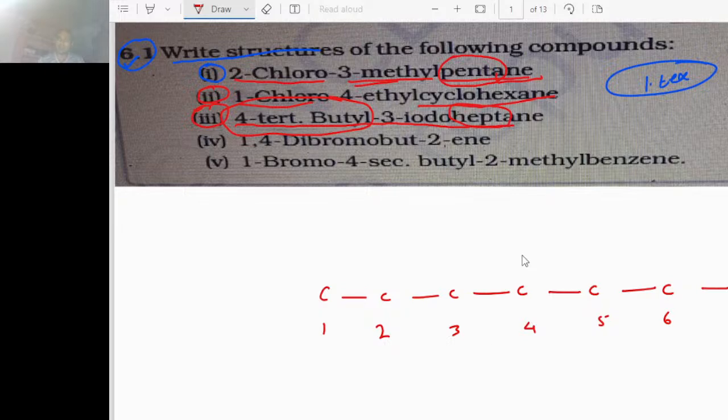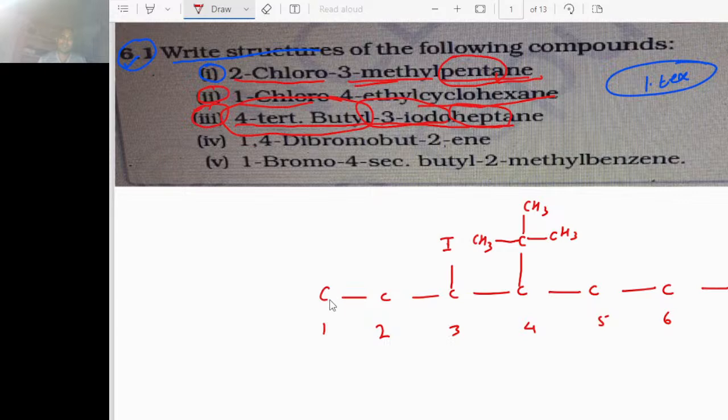So on the fourth position, how can you write it? Butyl means 1 carbon here, then this is CH3, this will be CH3, and here is also CH3. So this is the tertiary butyl. Now you see, on the fourth position tertiary butyl, on the 3 position what is there? Iodine is there. So here we are placing I. Now all the valency of carbon we have to satisfy.